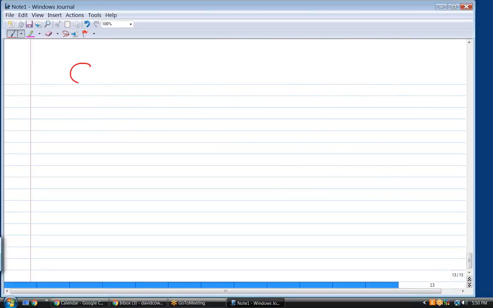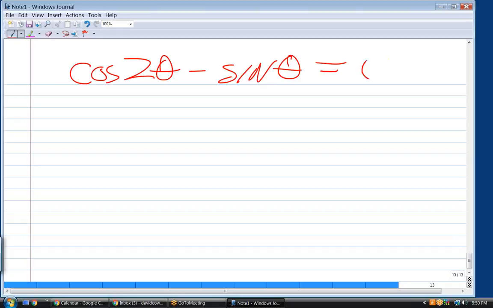Cosine 2 theta minus sine theta equals 0. Now what identity am I going to use? Oh yeah, the sine one, right? Right. In other words, I'm trying to get everything into the same trig function. Well, I don't know how to convert that to cosine 2 theta, but I do know how to convert that to something that's all sine.